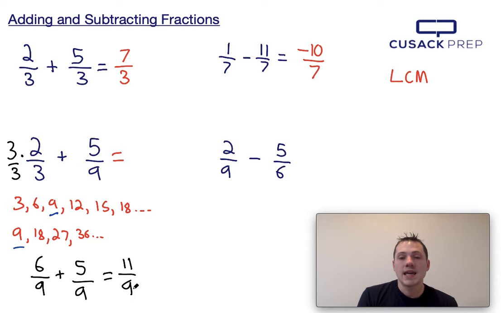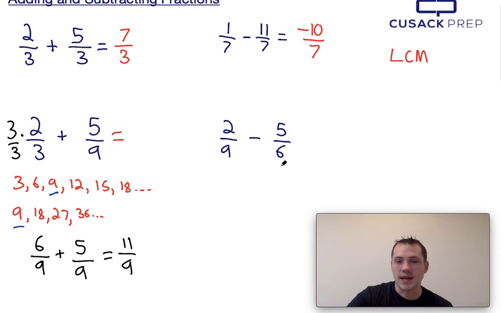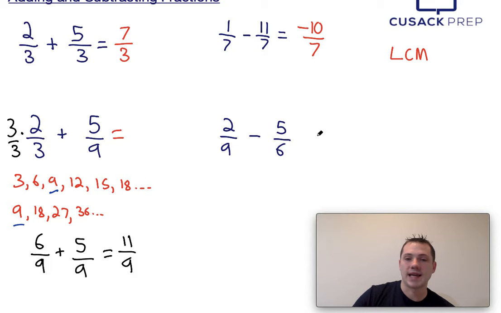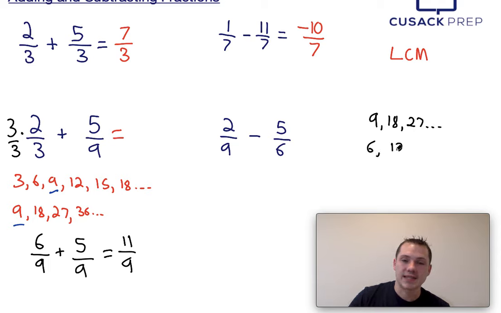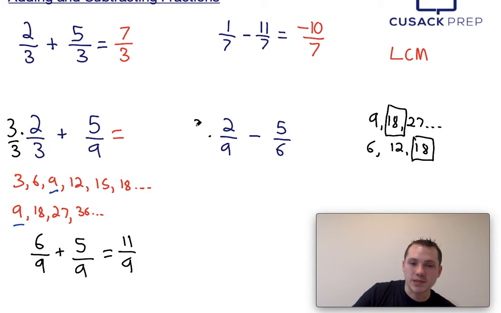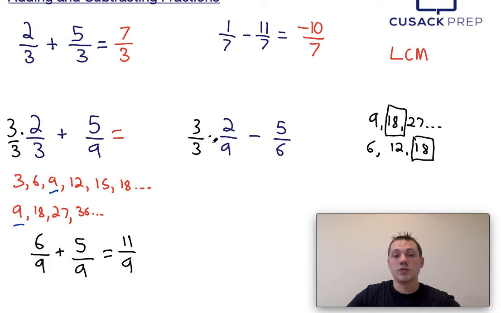Simple enough. Now, if we take a look at this other problem I have over here, we have 9 and 6. So once again, I can write out the multiples of 9: 9, 18, 27, and so on. And I can write out a few multiples of 6: 6, 12, 18, until I find that 18 is the least common multiple that appears in each of these. Now, in order to get both of these denominators to be 18, I would have to multiply this left fraction by 2 over 2.